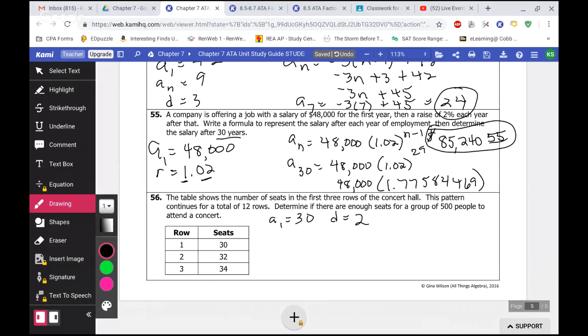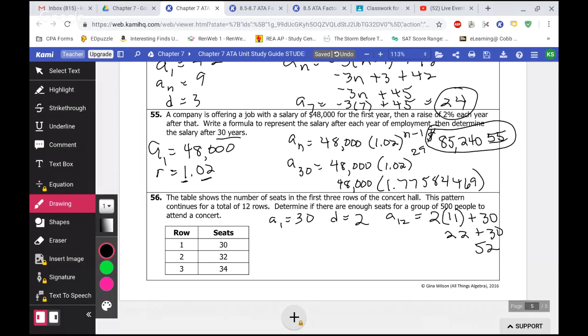And we need to know what's in the 12th row. So A12 is going to be the common difference times n minus 1, which is 11, plus 30. So that's going to be 22 plus 30. I get 52 seats in that final row.